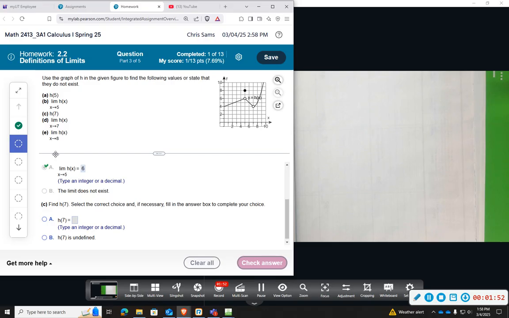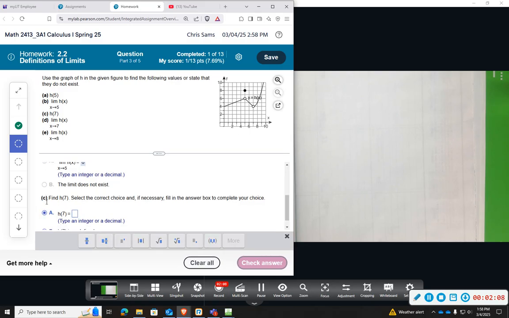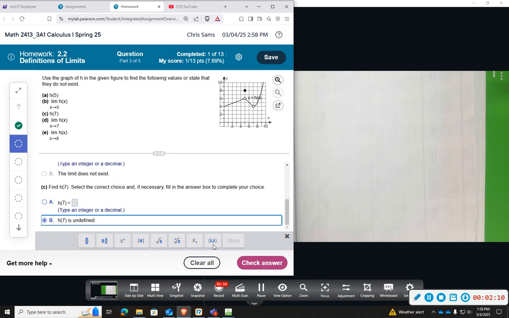When I find h of 7, I plug in a 7, and that goes through a hole and there's no other point. So we're going to say h of 7 does not exist because there's no point that we get on that line where x is equal to 7. So h of 7 is undefined.